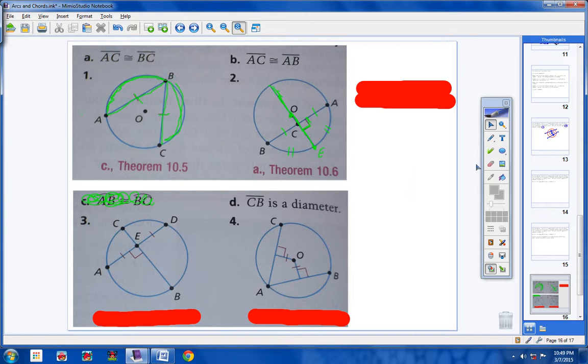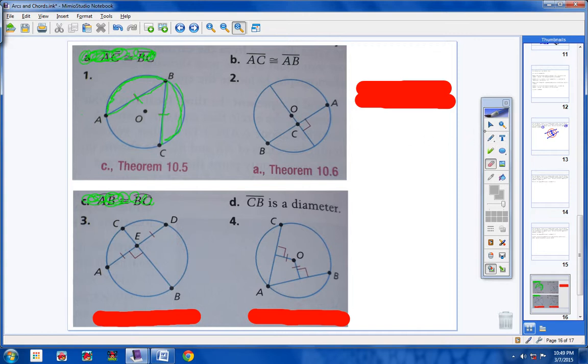Let's take a look at number 3. Okay, notice I have a chord here. Okay, please listen, students. Back in number 2, I had a center. See it? So I knew this was a diameter because it went to the center. Got it? Look at number 3.